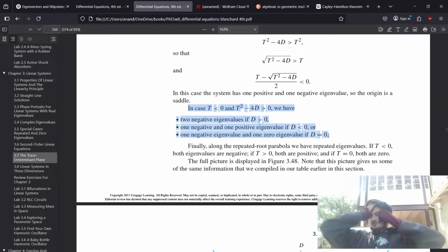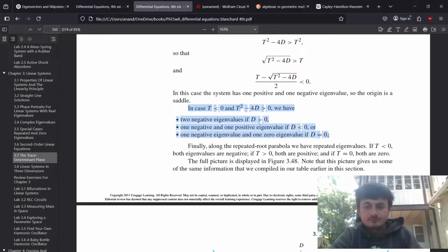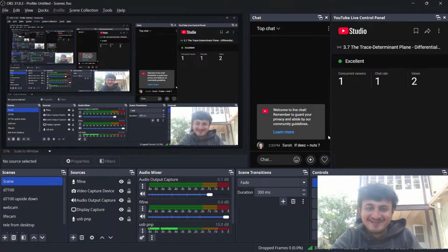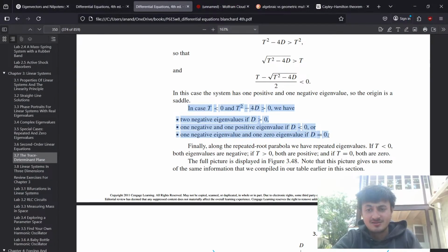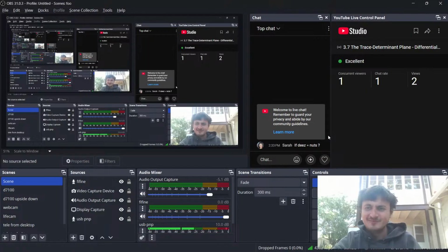Oh, we need to think about that too. Oh man. Let's see, if d equals nuts. Profound. I gotta think about that one. If d equals nuts. I don't think mathematics is ready for that. If d equals nuts.